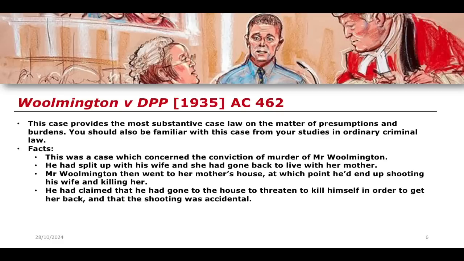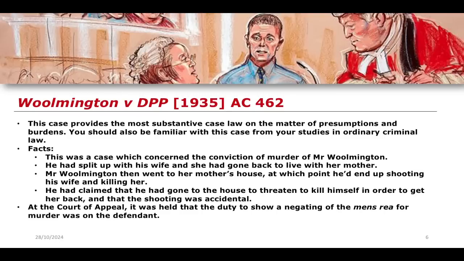Now, the thing that's important for the case of Woolmington, however, is the way in which at trial, the judge and I believe also at the Court of Appeal, the judge presented the nature of the presumption of innocence. Because at the level of the Court of Appeal, it was held, in fact, that there was a duty on the part of the defendant to show a negating of the mens rea for Mr. Woolmington. He was presumed to have the mens rea for murder, and it was apparently up to him to show the opposite, to show that he did not have that mens rea.